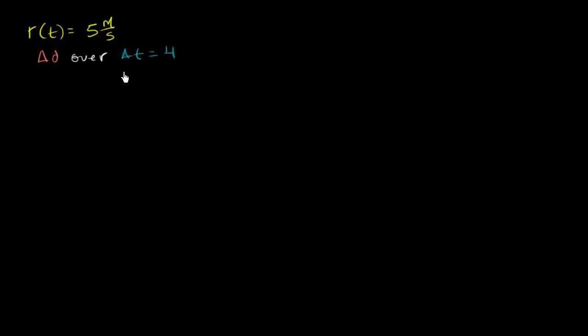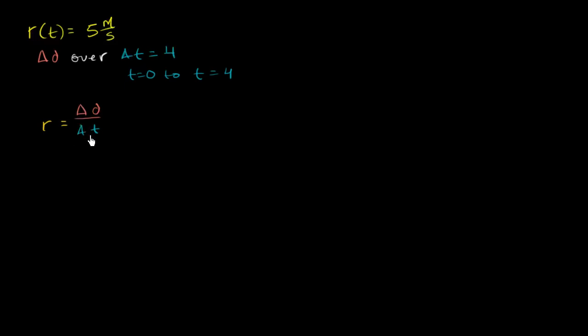Over 4 seconds. And I could say from t equals 0 to t is equal to 4. That's our change in time. That's our 4-second interval that we care about. Well, one way to think about it is, a rate by definition is nothing but a change in some quantity, in this case it's distance, over a change in some other quantity. In this case, we're thinking about time.